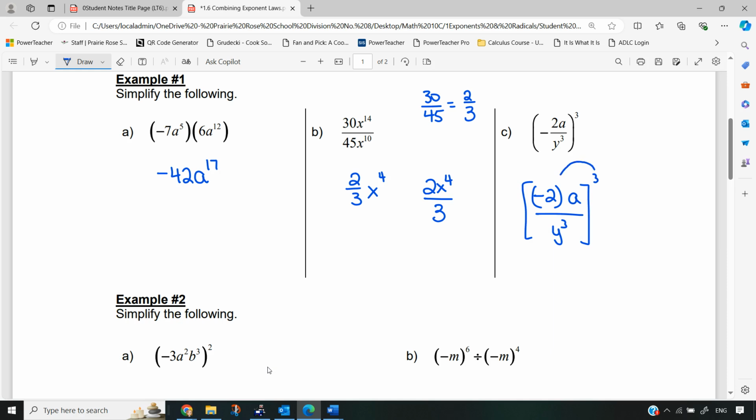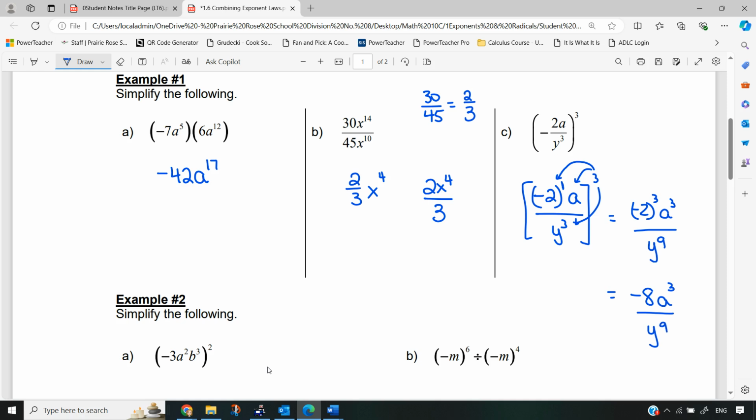Now that 3 is going to distribute to each of these. And if you remember, negative 2 is like negative 2 to the 1. So now we're going to have negative 2 to the exponent of 3, a cubed, and on the bottom, 3 times 3 is 9, so we're going to have y to the 9th. So negative 2 cubed can be evaluated. That's going to give me negative 8, and we're going to have negative 8 a cubed divided by y to the 9th.